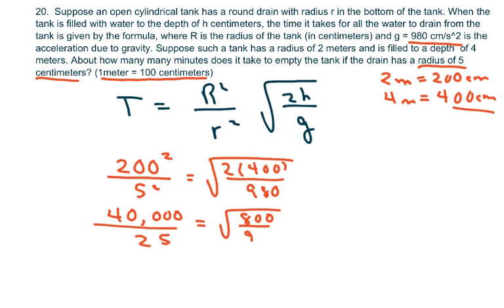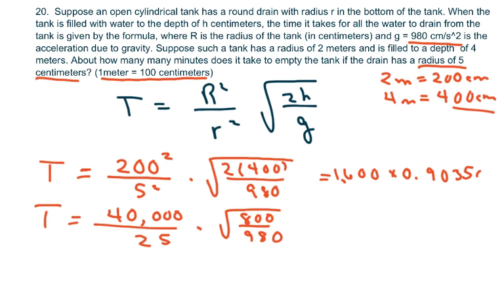This is not an equal, sorry. This all equals T. This is times, sorry about that. So times 980. Now simplifying, you have to use a calculator on this one. This equals 1600 times 0.9035508, and this is approximately 1,445.61.